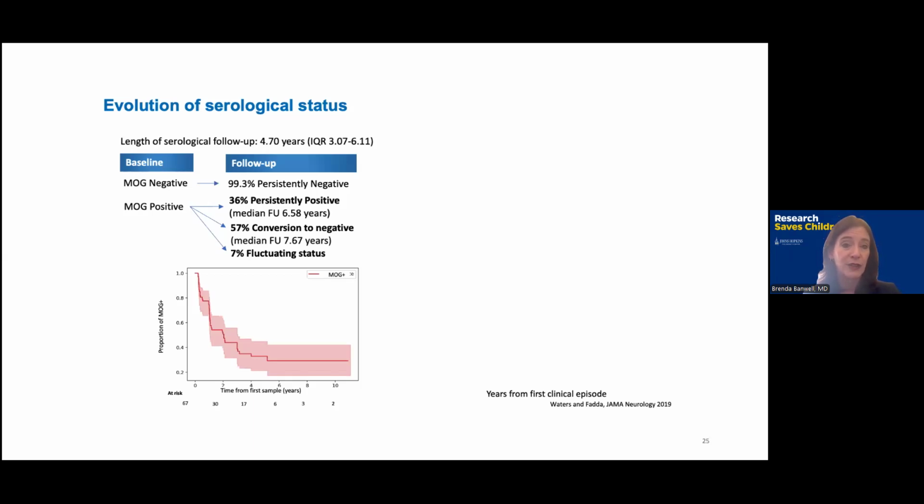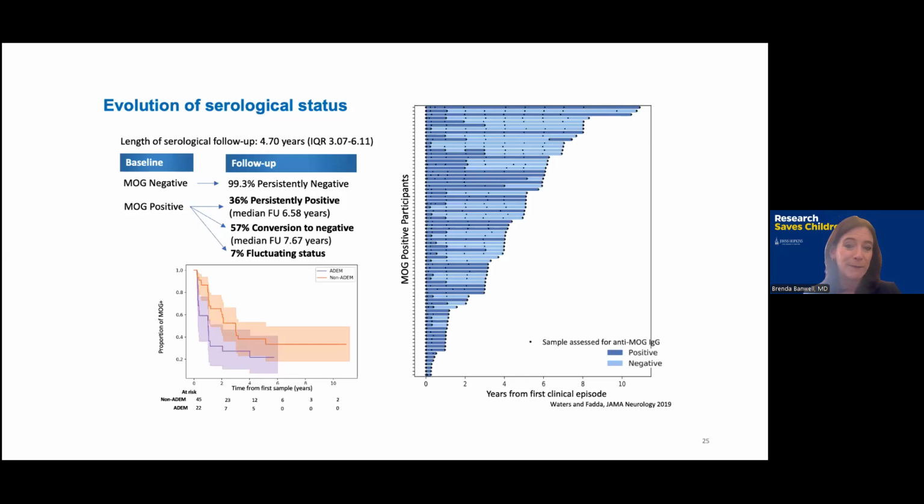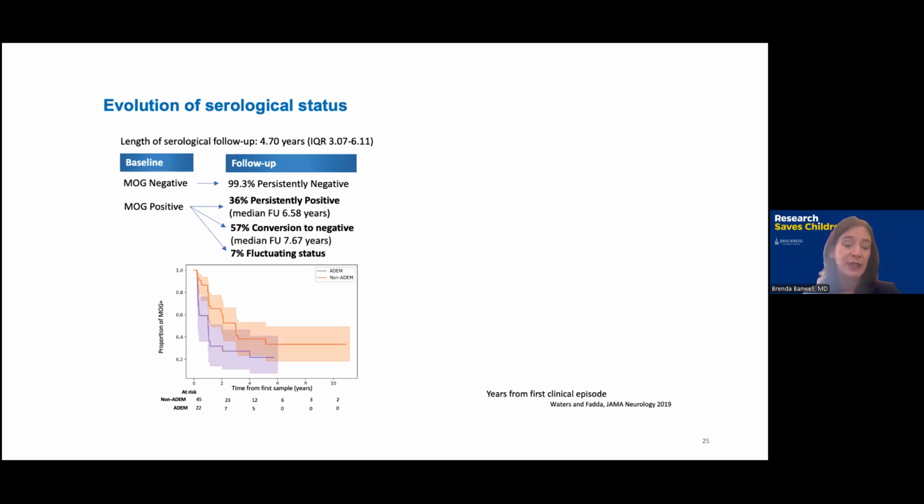We don't yet have international consensus on what to do with someone who looks like they have MOGAD, who no longer tests positive for antibodies, and how do we confirm the diagnosis retrospectively. In children with ADEM in purple and the non-ADEM in orange, the children with ADEM in purple become seronegative even faster. And that's interesting because they tend to have the higher titers at the beginning. So they're the ones that are often 1 in 10,000, but they become seronegative even more quickly.